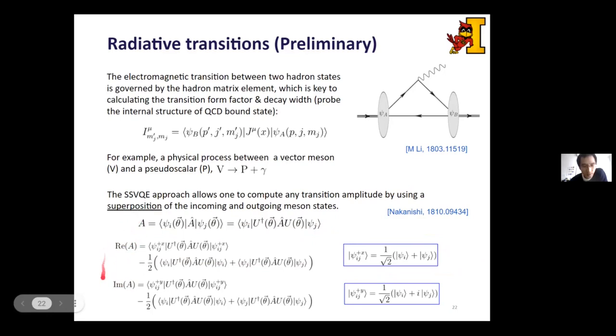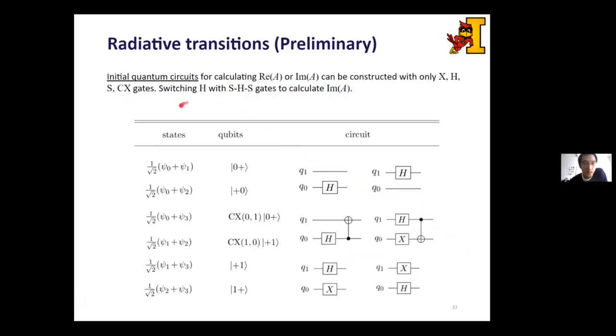expectation as the real part and imaginary part. And in each, for example, in the real part, you can break it into several pieces, and you can compute them separately on a quantum circuit. And one such piece uses the superposition of the initial and final state. So this is a very neat trick. And on the quantum circuit, this is relatively straightforward to realize.